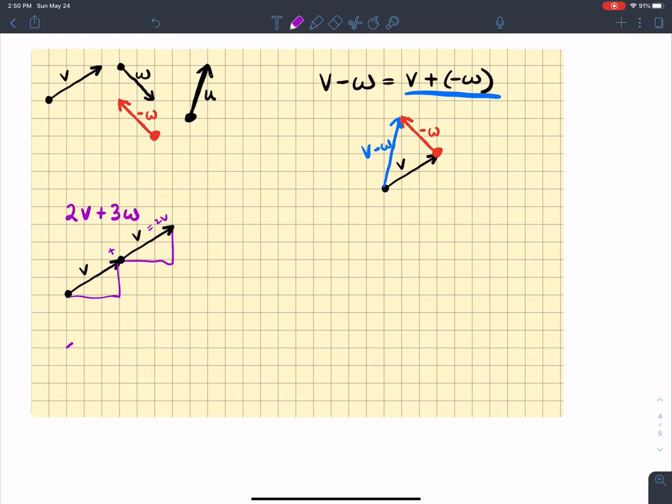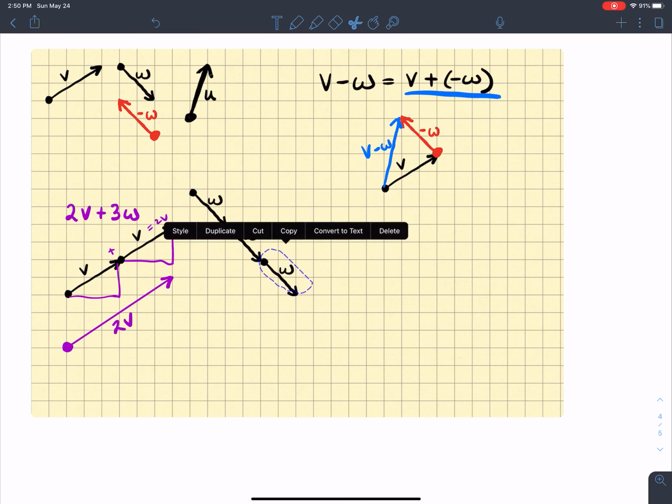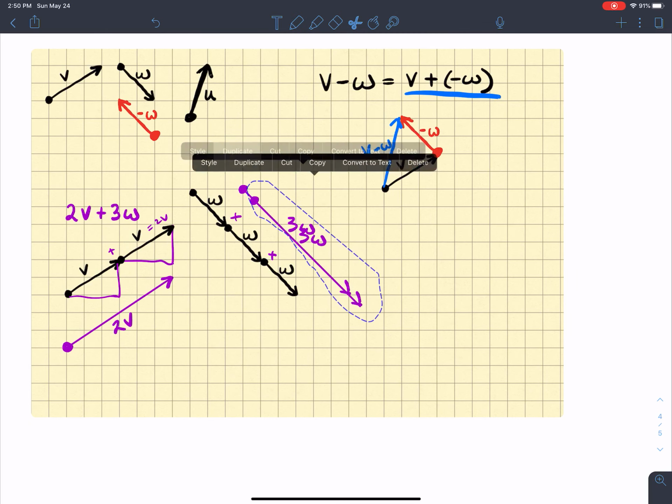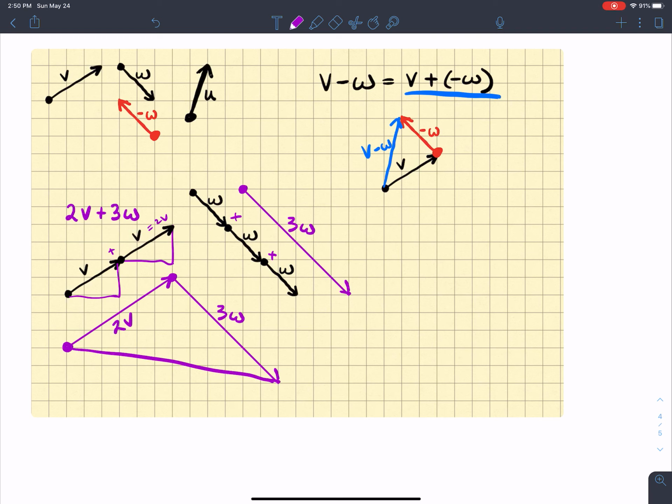So that's 2v. Now 3w, let's duplicate this. So that's 1w, that's another w, and that's a third w. So 3w looks like this. So how's this going to work? This distance from here to here, that's 2v plus 3w right there.